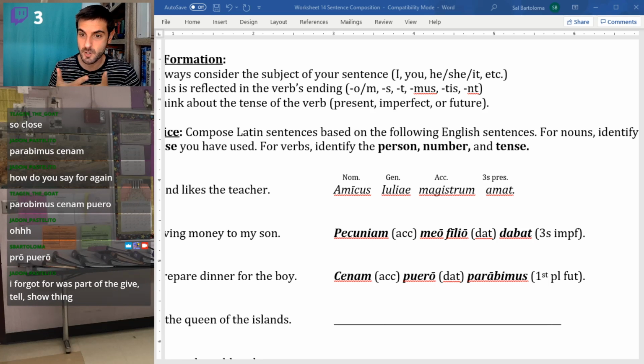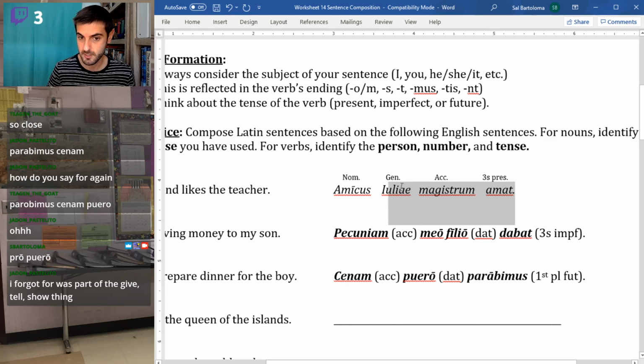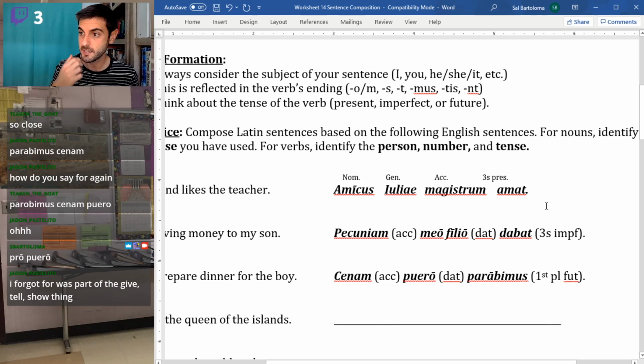Yeah, so this is one of those things when you're composing, a lot of times what happens is you lose words. You actually have fewer words in Latin than you do in English, especially prepositions. Sometimes they kind of get eaten up into the case.